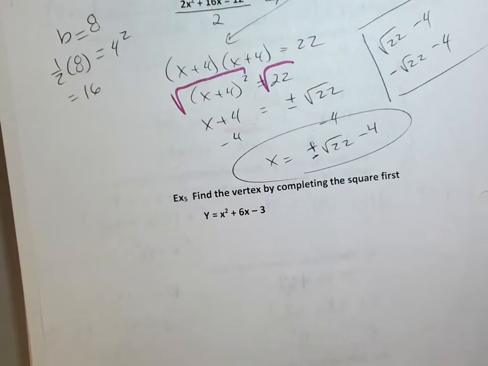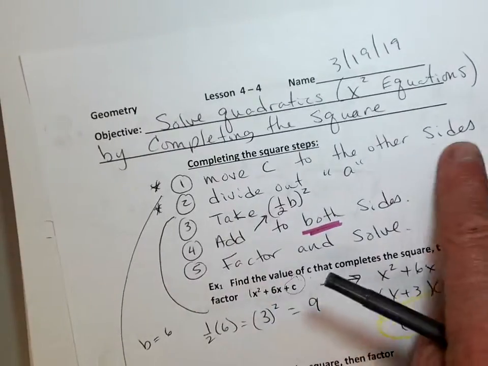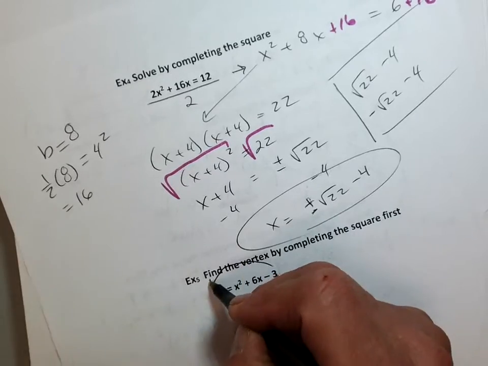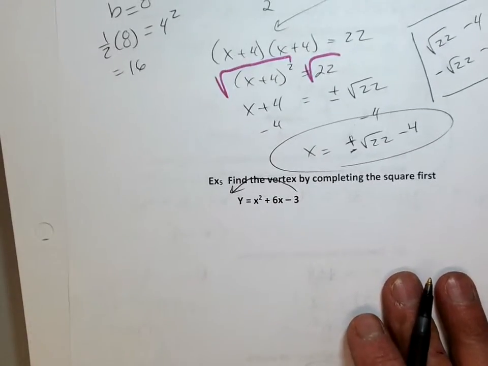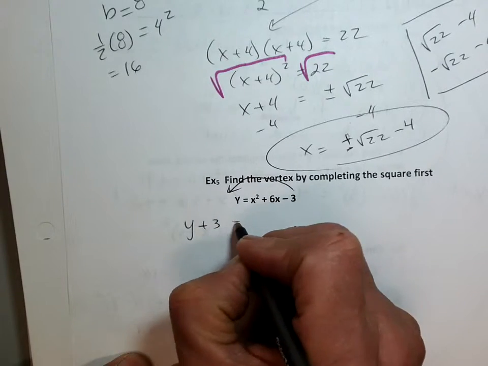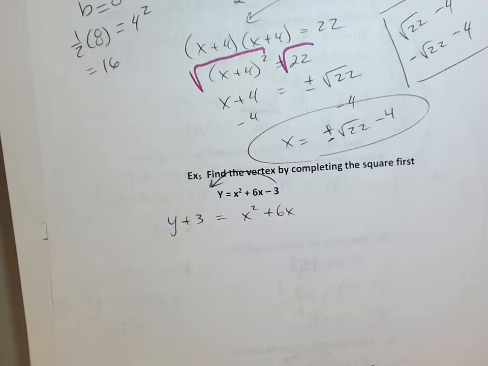So it's the same steps. Step 1, what's step 1 say? Move zeros over. So I'm going to move the 3 over to the y. How do I do that? Plus this. Yeah, so I'm going to have y plus 3 equals x squared plus 6x. Okay, how am I doing? Right, that's all I did. And I brought it over to the y.